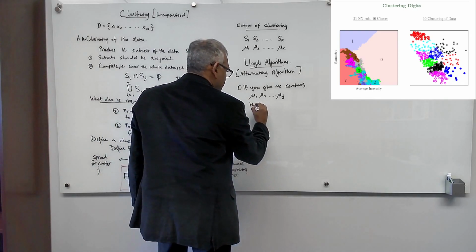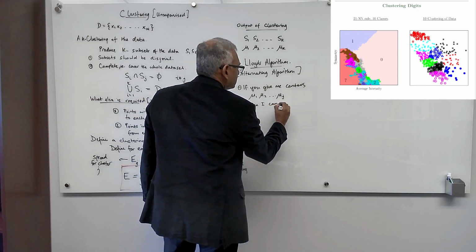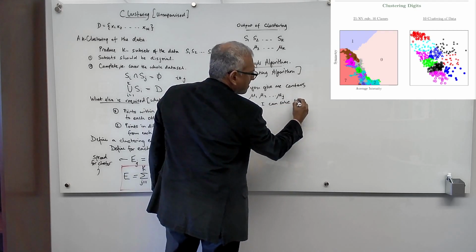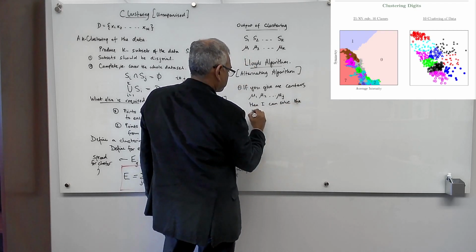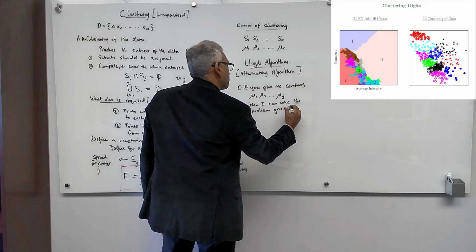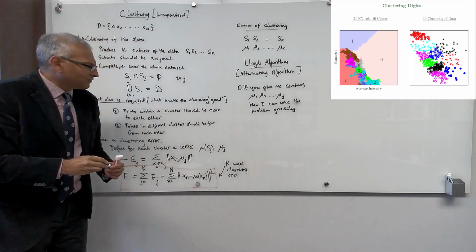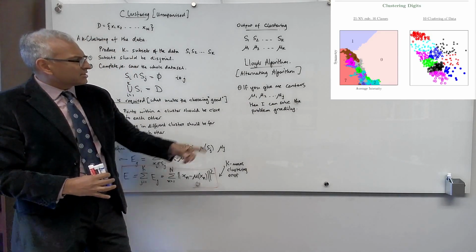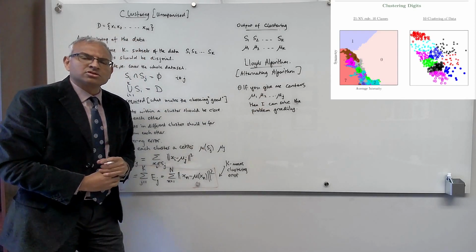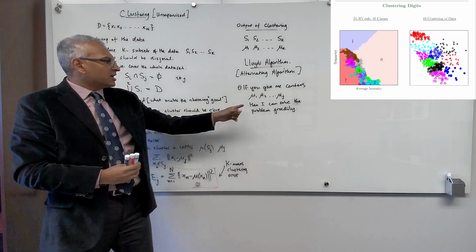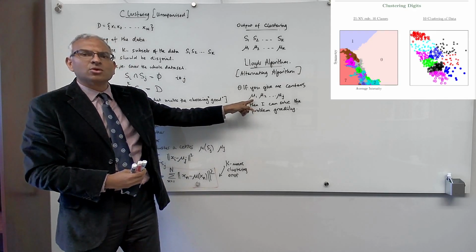Then I can solve the problem greedily. What does that mean? If you've told me the centers, then there's a very simple prescription for identifying the subsets. Each center is going to correspond to a subset. And what am I going to do? I'm going to take each data point and assign it to the center that's closest.